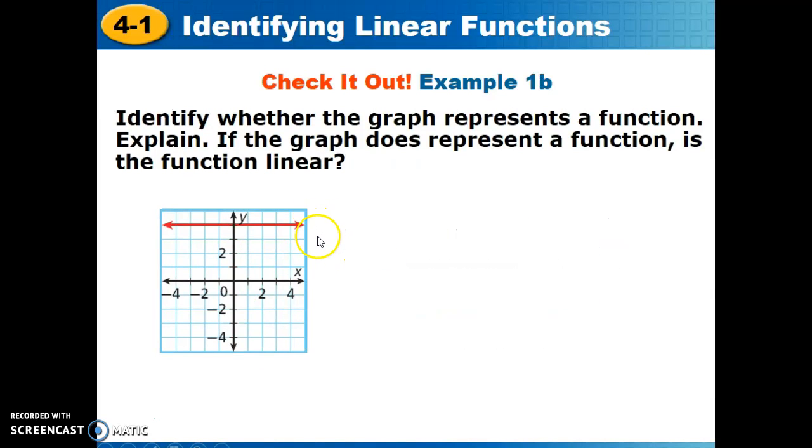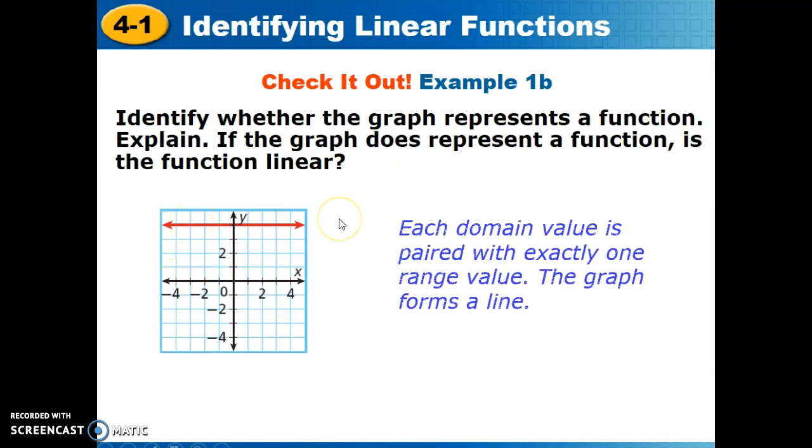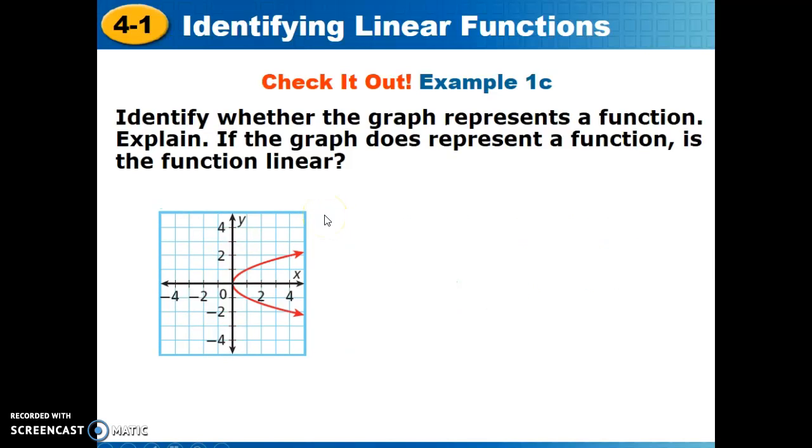This one causes us to stop for just a second. Now, just like the vertical line, this one's only going through one value for y. The vertical line went through one value for x. However, if we look at this closely, 0 is 4, 1 is 4, 2 is 4. Each domain value has only one y value. It happens to be the same thing every time. It is a linear function, and our vertical line test passes.